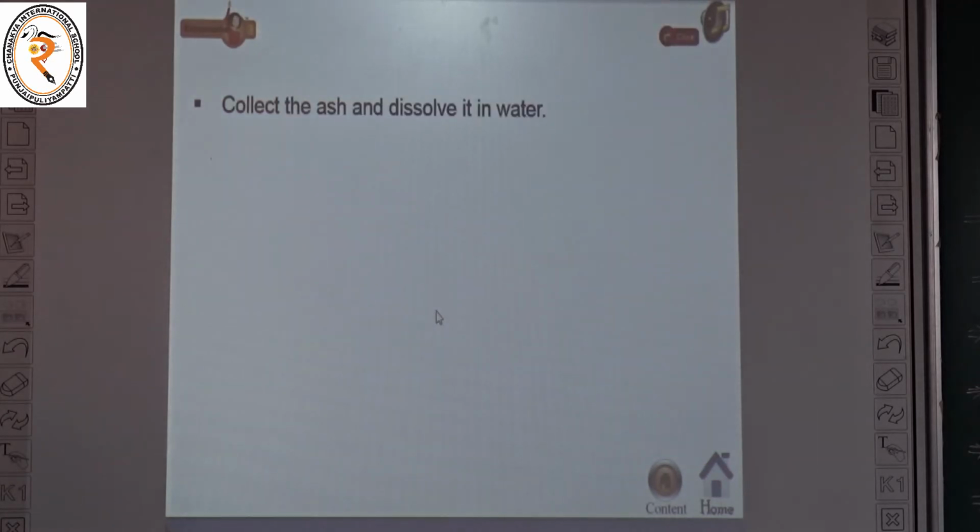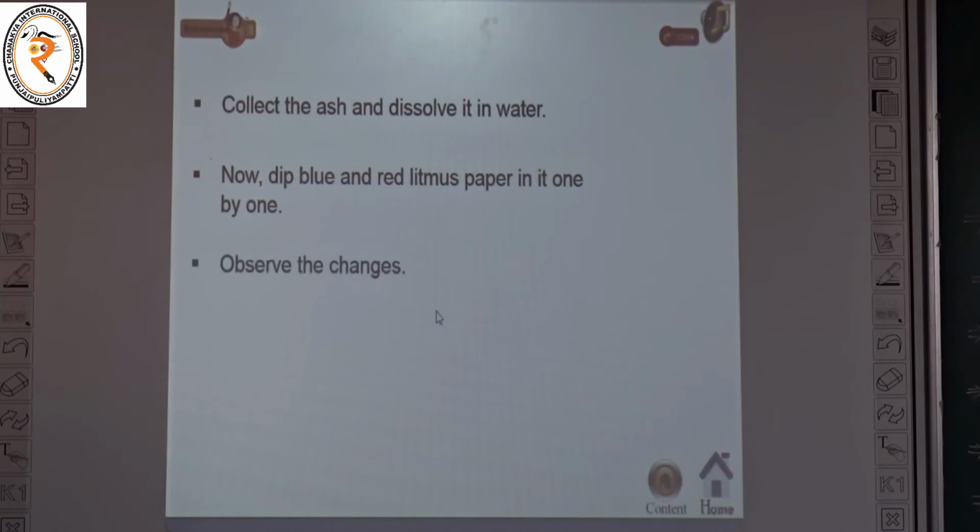Collect the ash and dissolve it in water. Now dip blue and red litmus paper in it one by one. What is the use of litmus paper? We can use litmus paper to find whether the given substance is acid or base. Okay. Do you know, children? If it is acid, a blue litmus turns into red. Okay, make a note of it. If it is acid, a blue litmus turns into red. If the given substance is base, a red litmus turns into blue. So from this we can find whether the given substance is acidic or basic in nature.